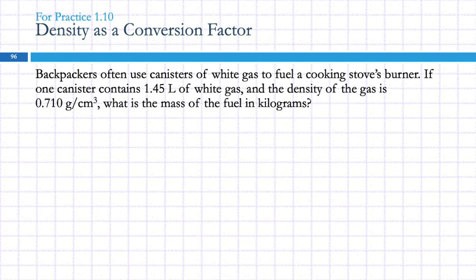So here's another one. Backpackers often use canisters of white gas to fuel a cooking stove's burner. Nice. Do we care about that? No, actually we don't. One canister contains 1.45 liters of white gas, and the density of the gas is 0.710 grams per cubic centimeters. What is the mass of the fuel in kilograms? We read all the words, we highlight the numbers with their units, we highlight the question.